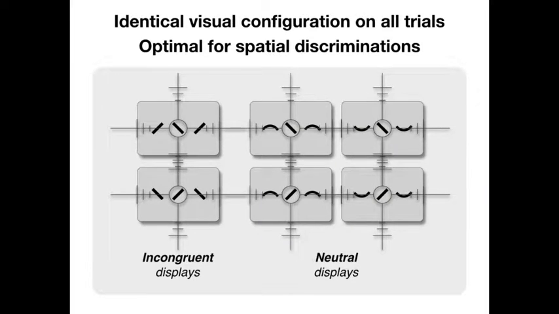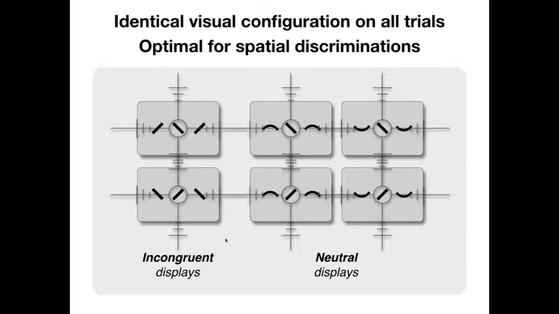Now, in all our experiments, in all trials and conditions, the spatial configuration was identical. The target was always at the center, at the same absolute location at the center of the screen, at the same relative position between the two distractors. All sizes, all distances were identical. It's hard to think of better conditions for spatial discriminations.